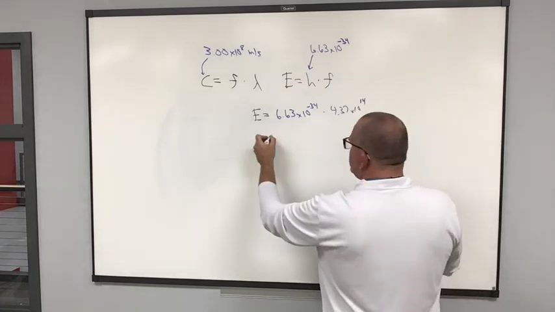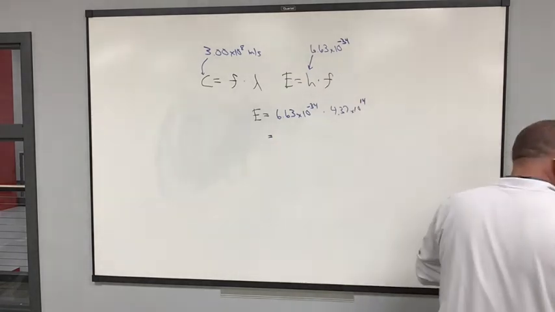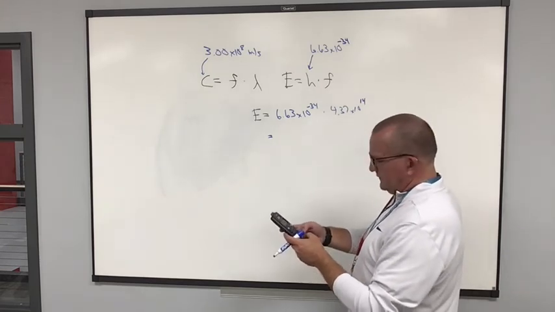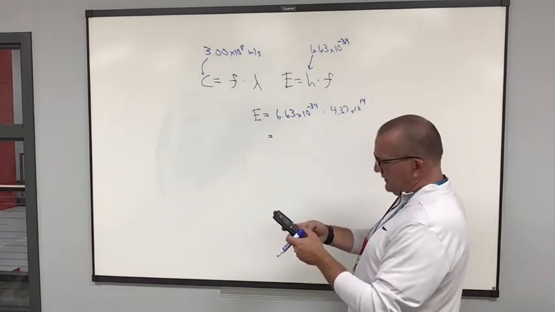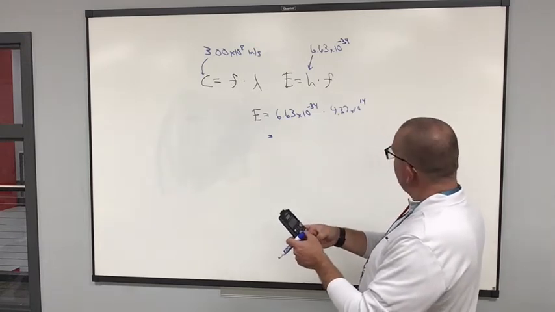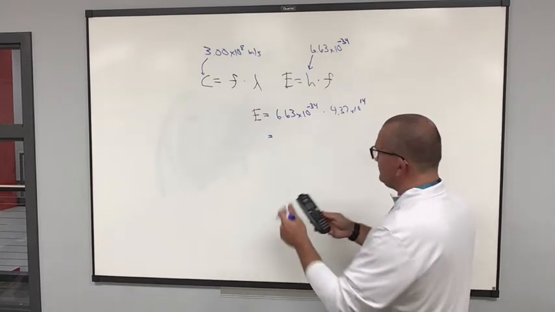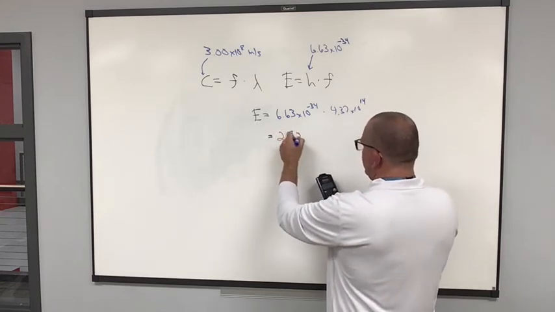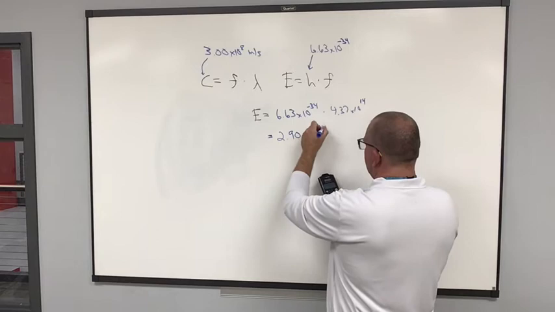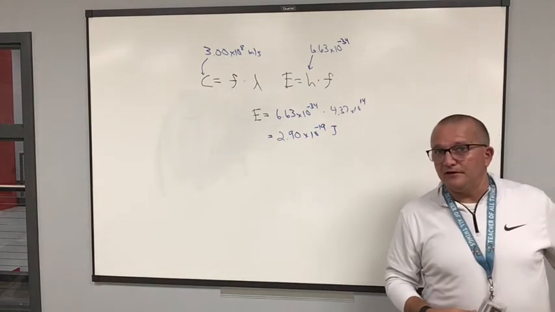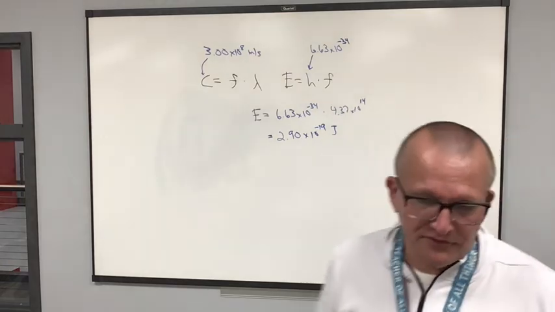And my energy will be 6.63 E negative 34 times 4.37 E 14, 2.90 times 10 to the negative 19 joules, which is not a lot of joules, right? It's a really, really small number, but that's your answer.